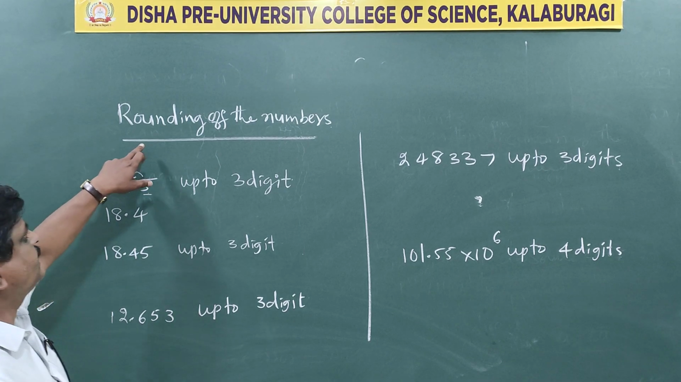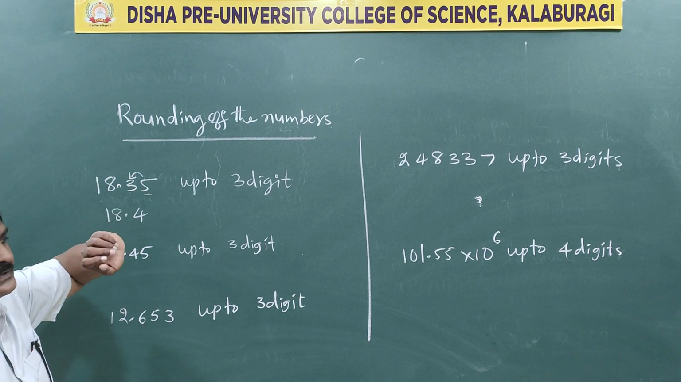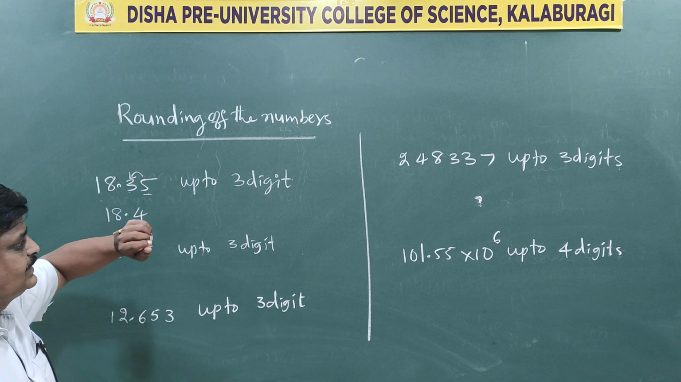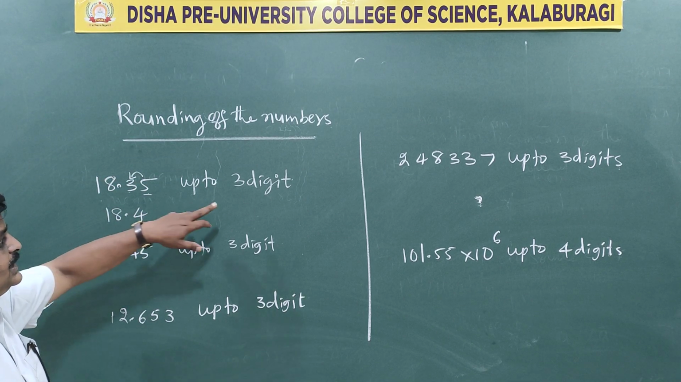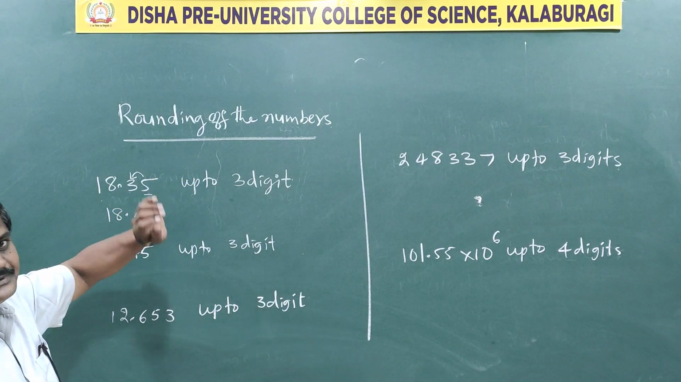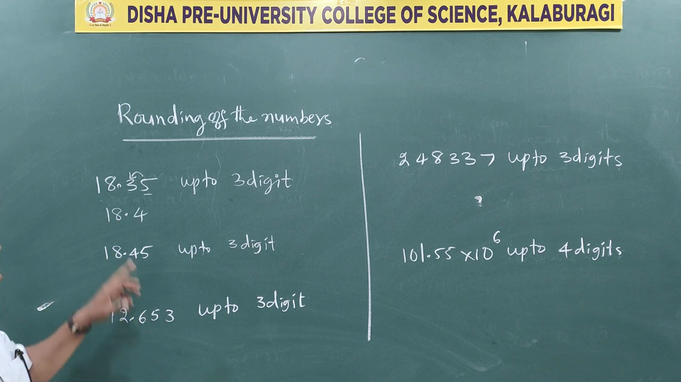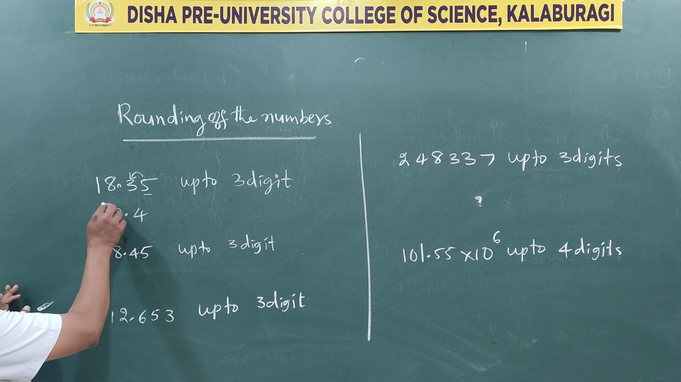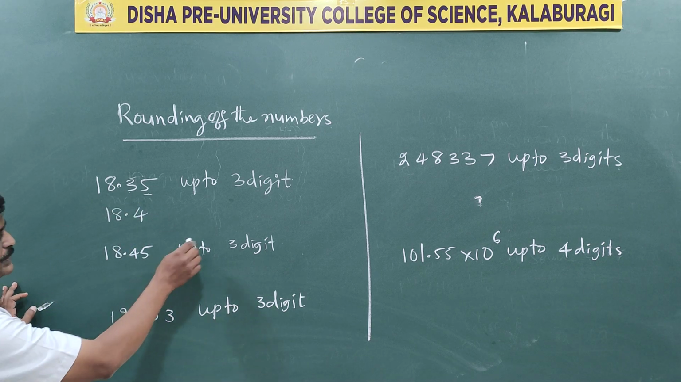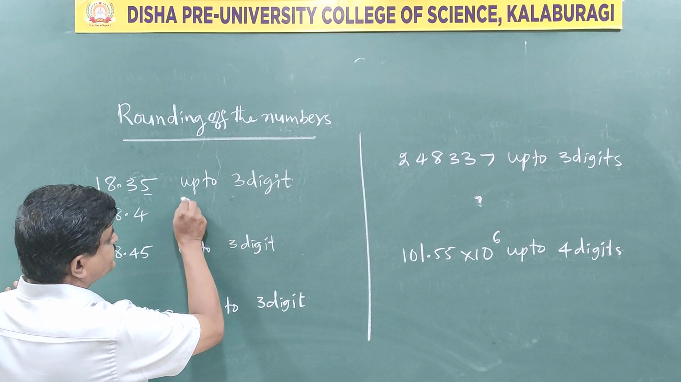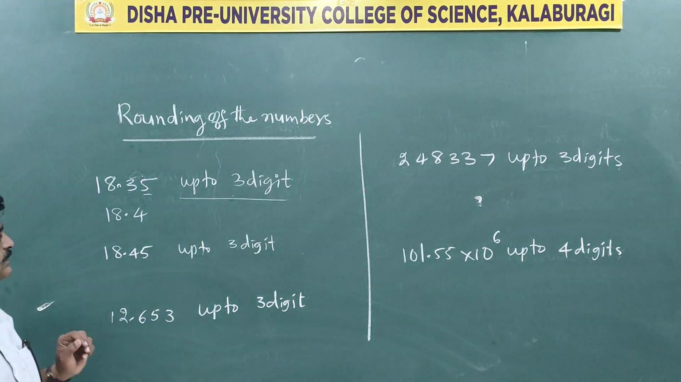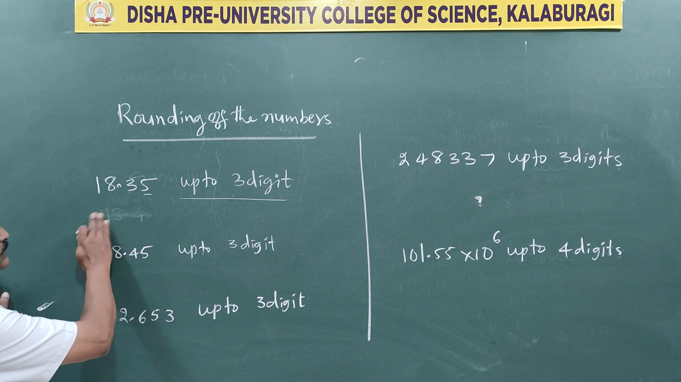The article name is rounding off the numbers. Okay, so how to round off the numbers? They will specify the digits to which you need to round off the number. Let us go for one simple example. The number given over here was 18.35, and what was the question? You are asked to round it off up to 3 digits. So how to round it off up to 3 digits?